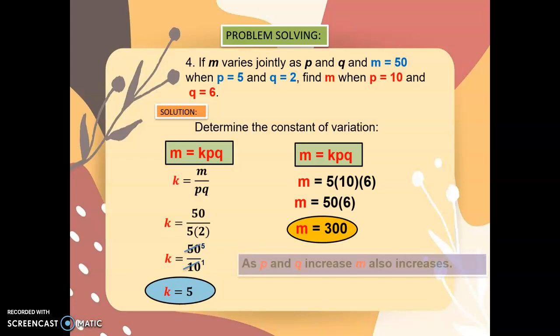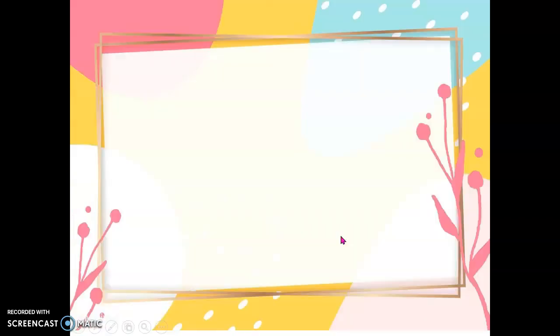Kung papansinin natin, ang value ni P dito sa una is 5. Second value is 10. So, it increases. And then, dito naman sa Q is 2. Second value is 6. So, both P and Q increase as the value of M also increases. Kasi ang M dito sa first value is 50. Pagdating dito is 300. Okay? So, ganun lang po.